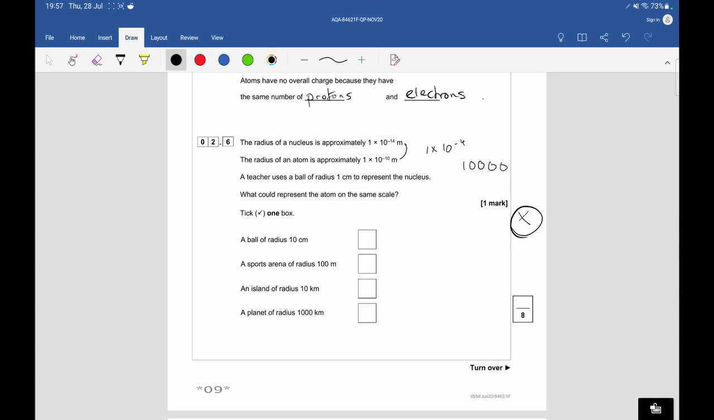And what that means is that the nucleus is 10,000 times smaller than the atom. So if our ball is 1 centimeter, we're looking for something 10,000 times bigger than 1 centimeter. We know 10 centimeters is just 10 times bigger. 100 meters would be 10,000 times bigger, so that would be the answer that we're looking for here, because there's 100 centimeters in every meter, and 100 times 100 is 10,000, and that's the answer we're looking for. 10 kilometers is too big, 1,000 kilometers definitely too big.